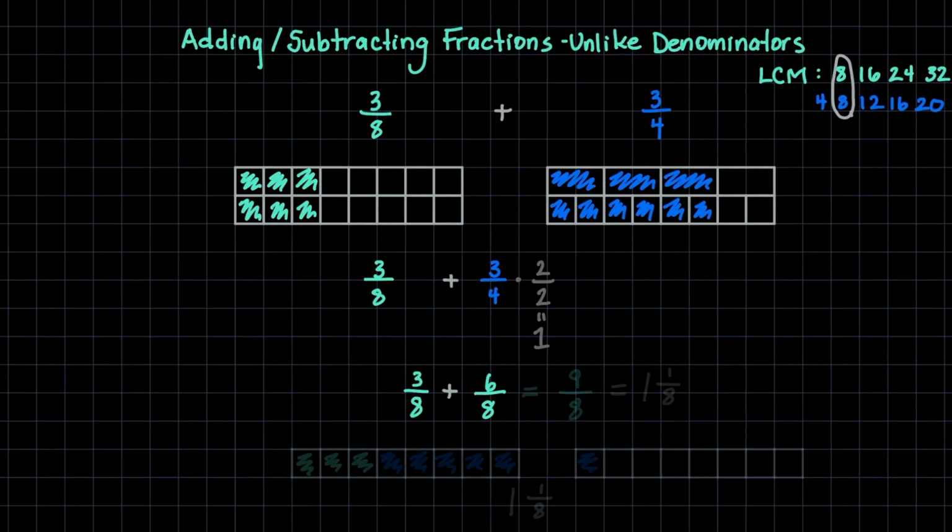So now I have 3 of something and I'm adding 6 of something to it. Again, my brain understands that. So I have 9 of those somethings. The somethings just happen to be eighths.